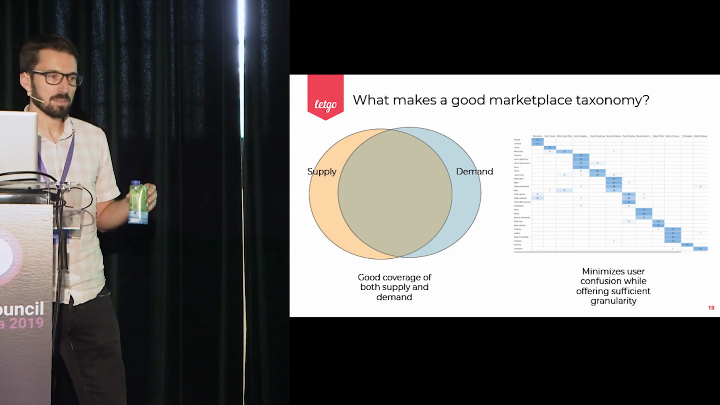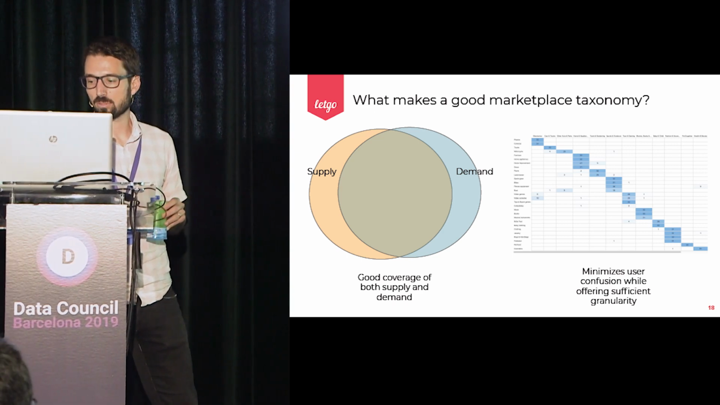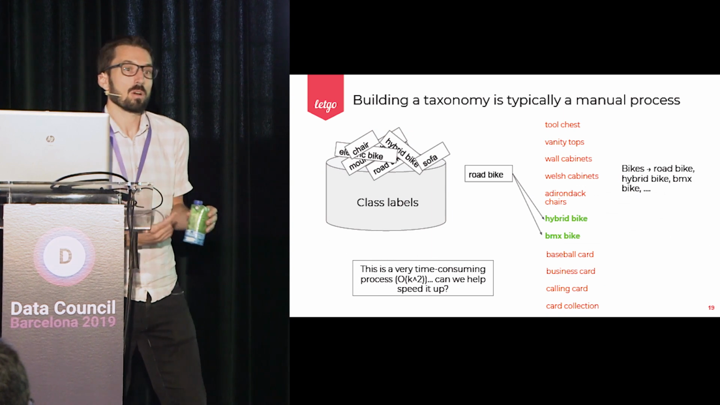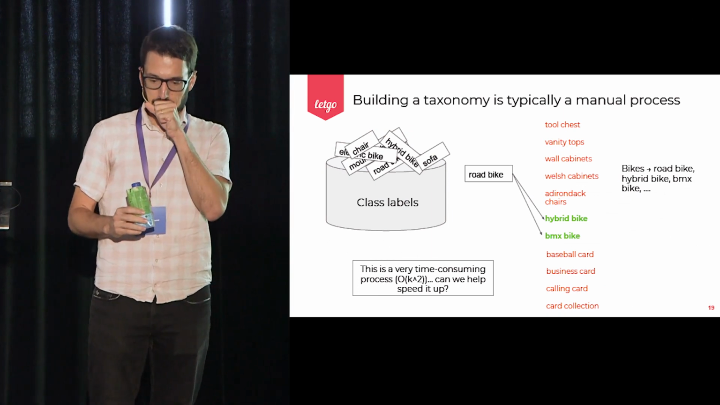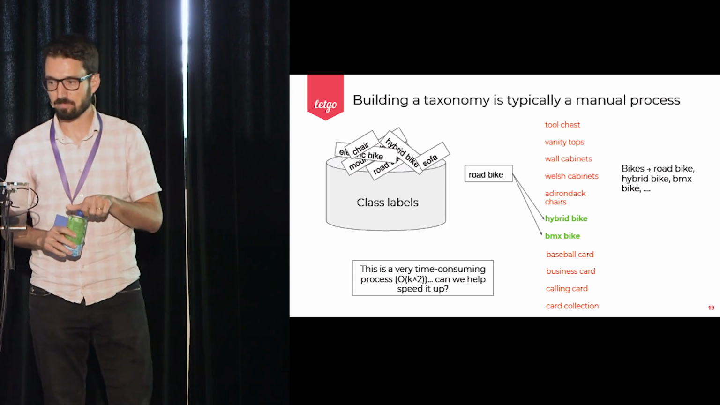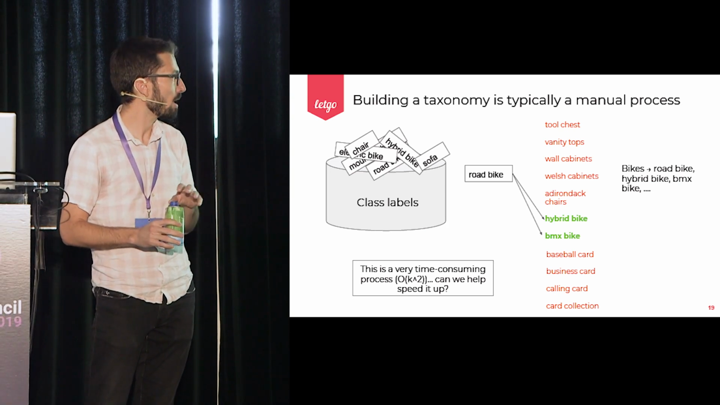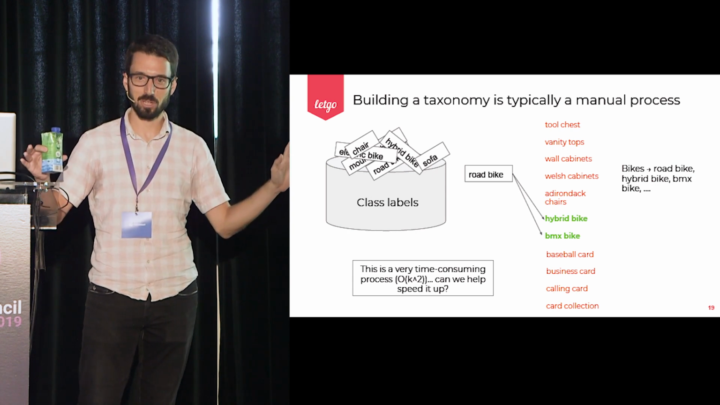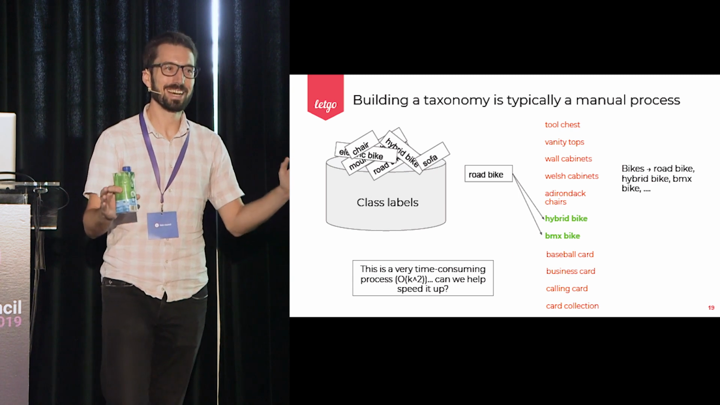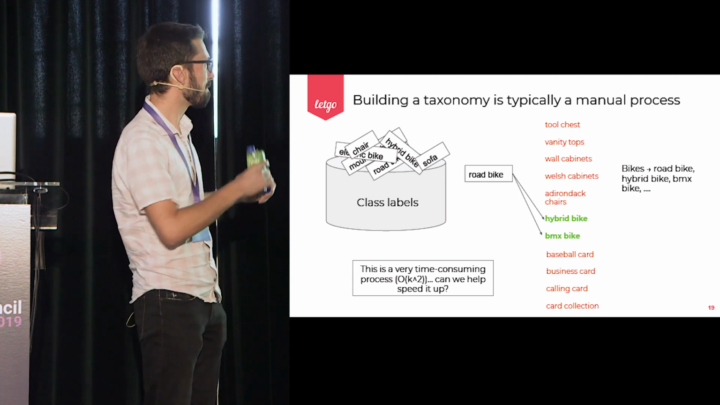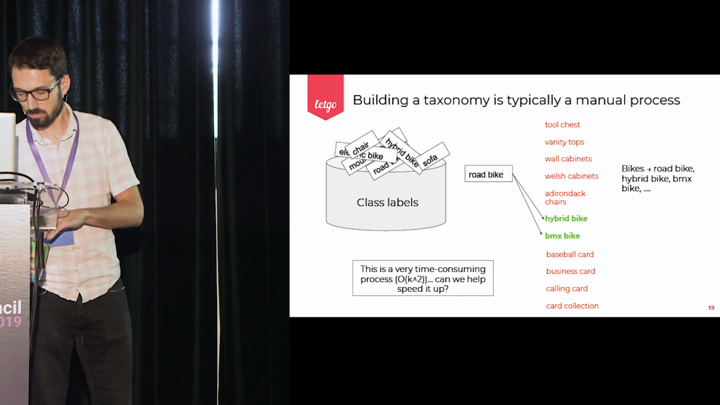So, we understand more or less how to evaluate a taxonomy given one, but we still don't know how to build one from scratch. Typically, building a taxonomy is a manual process. I'm sure there are some papers out there that do it automatically, but in the real world, I think it's mostly a manual process. And that process goes as follows.